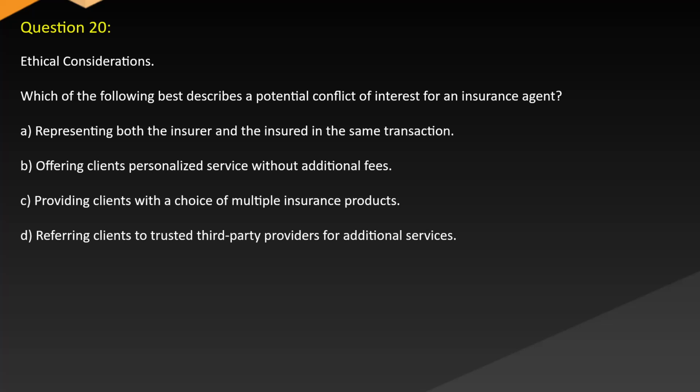Question 20. Ethical considerations. Which of the following best describes a potential conflict of interest for an insurance agent? A. Representing both the insurer and the insured in the same transaction. B. Offering clients personalized service without additional fees. C. Providing clients with a choice of multiple insurance products. D. Referring clients to trusted third-party providers for additional services.